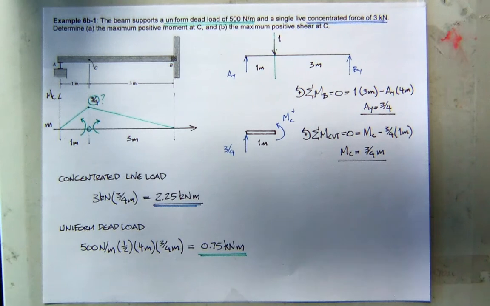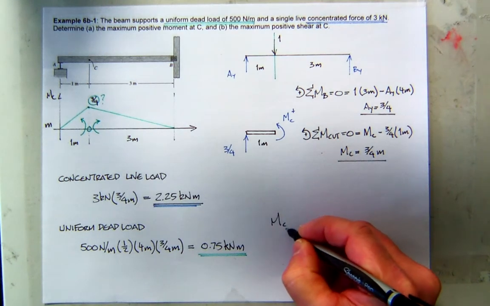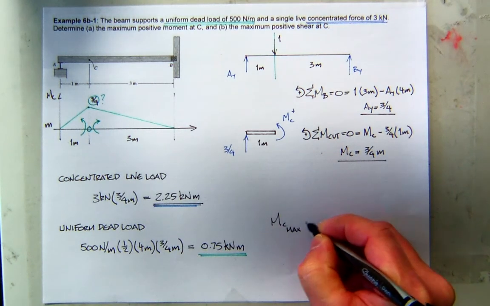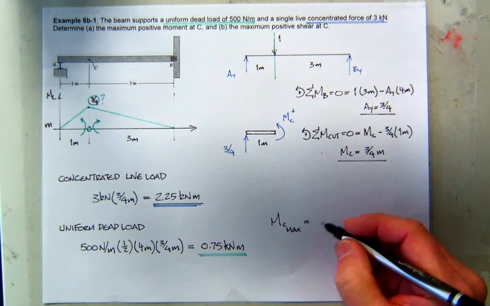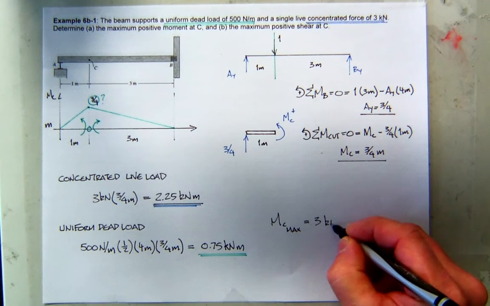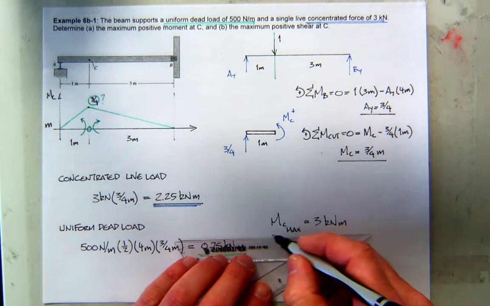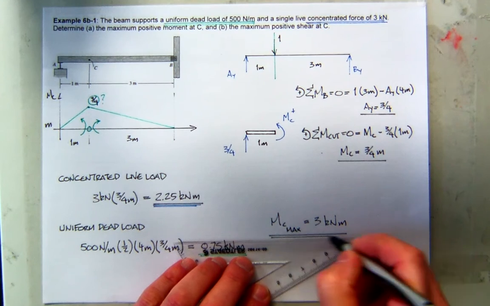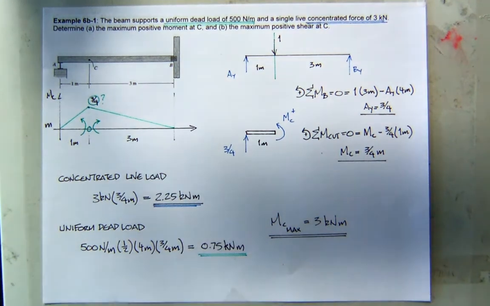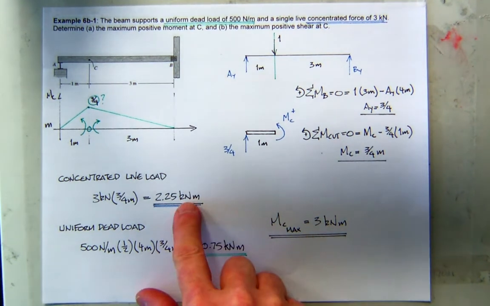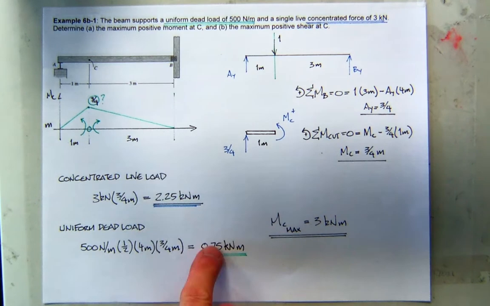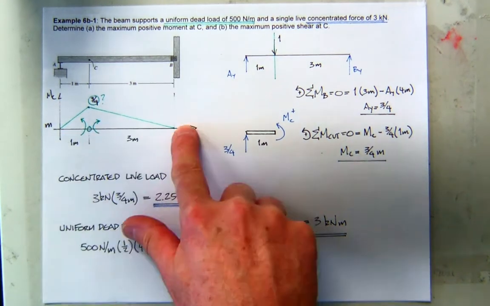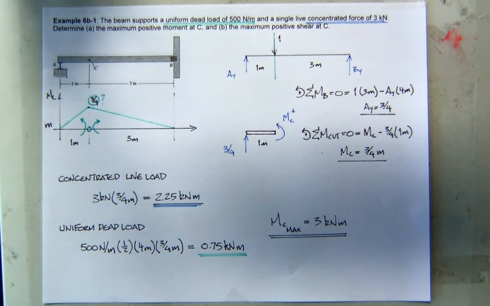So then you add those two together, so the moment at C max is equal to, you add those two together, in this case it just comes out to be 3 kilonewton meters. There's your final answer. That's the maximum moment at C for a live load that can be any position, and then the dead load, which is going across the whole structure. Any questions about that?